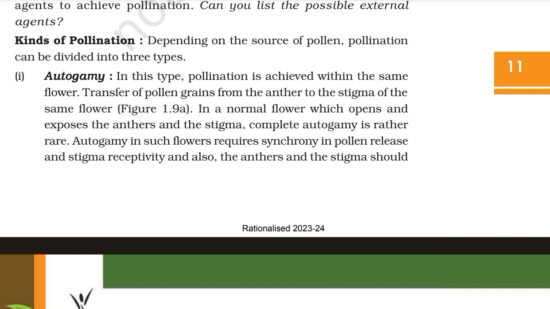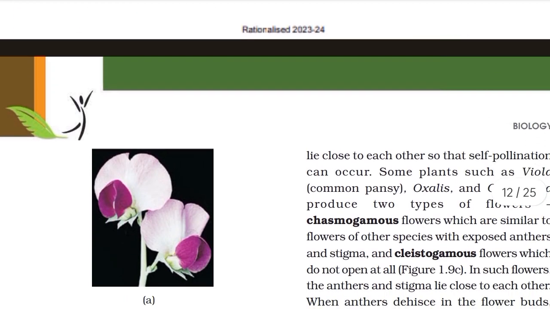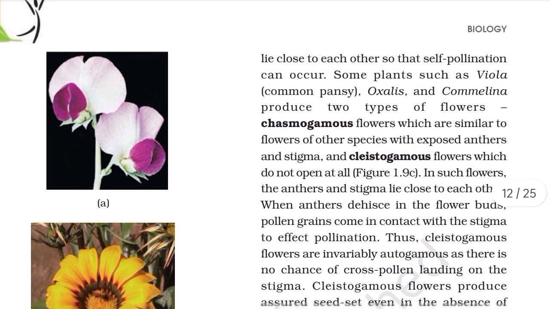Autogamy. In this type, pollination is achieved within the same flower. Transfer of pollen grains from the anther to the stigma of the same flower. In a normal flower, which opens and exposes the anthers and the stigma, complete autogamy is rather rare. Autogamy in such flowers requires synchrony in pollen release and stigma receptivity, and also their anthers and stigma should be close to each other so that self-pollination can occur.